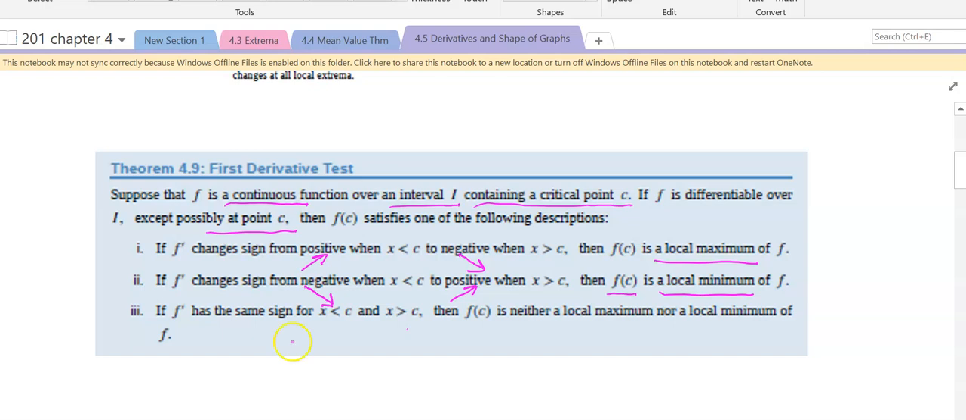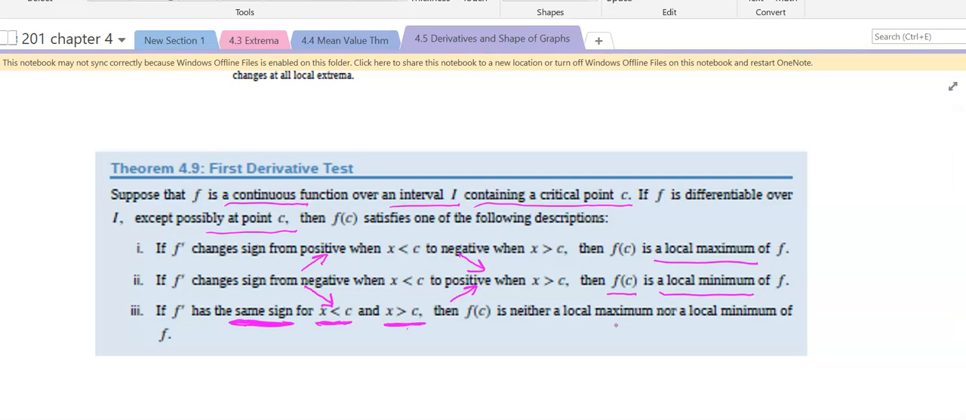On the other hand, what about a saddle point? What if we have the same sign both to the left and to the right of C? Then it is not a local maximum and it is not a local minimum. It corresponds to a saddle point on the graph.